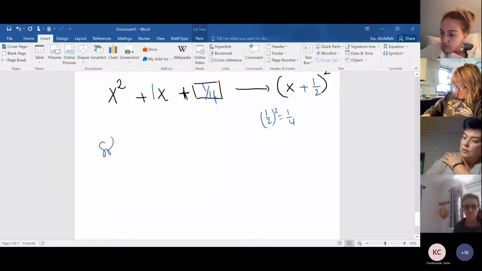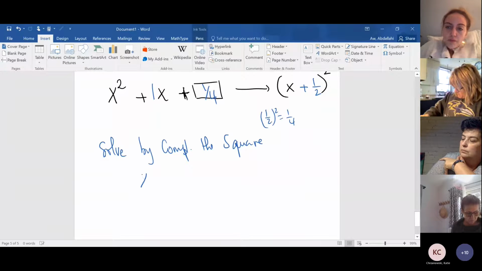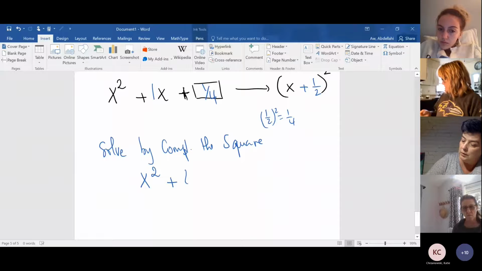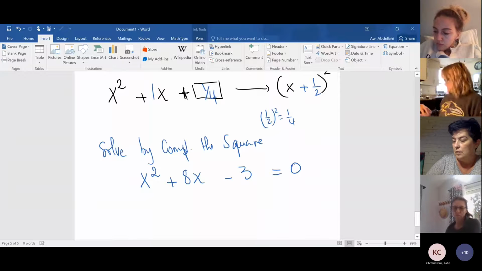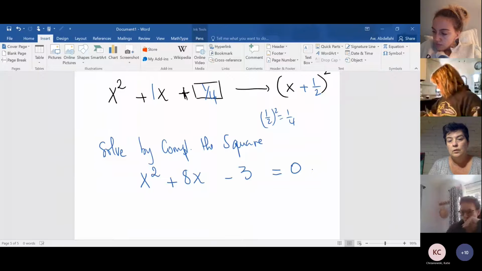Solve by completing the square. Okay, so we say x squared plus 8x minus 3 equals 0, right? For instance, as of now, the only method that we know, do they work nicely here?